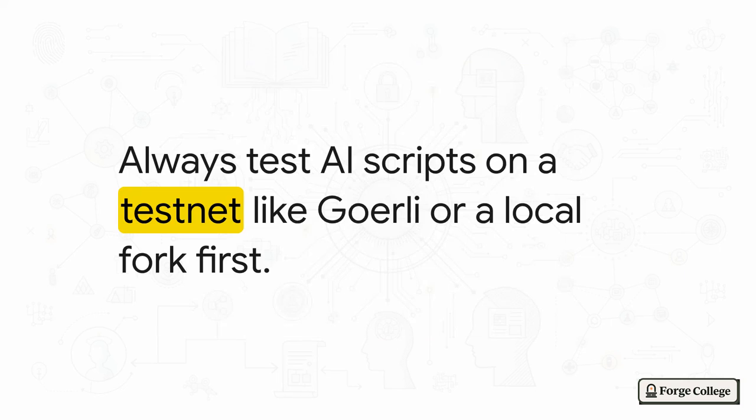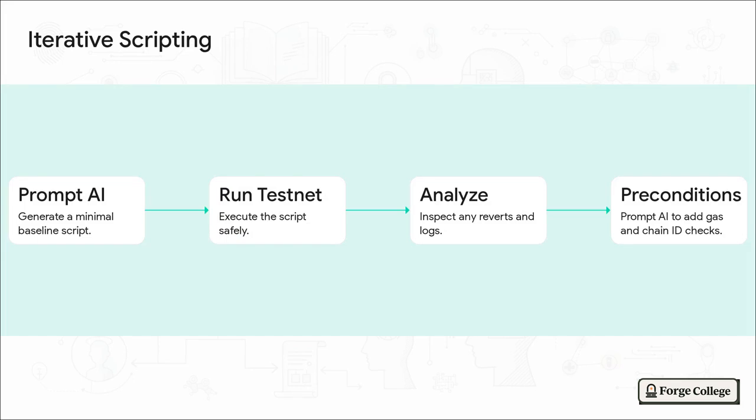Okay, time for a quick but absolutely crucial operational security warning. Please, I am literally begging you, do not ask a chatbot to write a raw deployment script and then immediately fire it off with your real funds on mainnet. That is a truly fantastic way to permanently lose your crypto. No way around it. Always, always test your AI-generated scripts on a testnet like Goerli, or just spin up a local fork first. So here is what the proper iterative vibe coding loop actually looks like in practice.